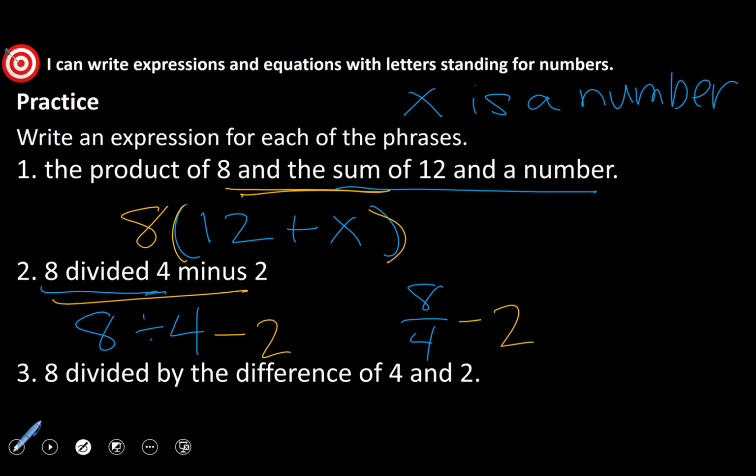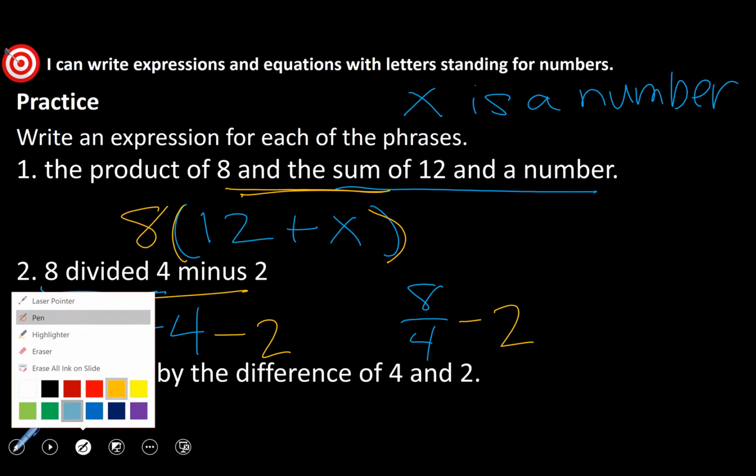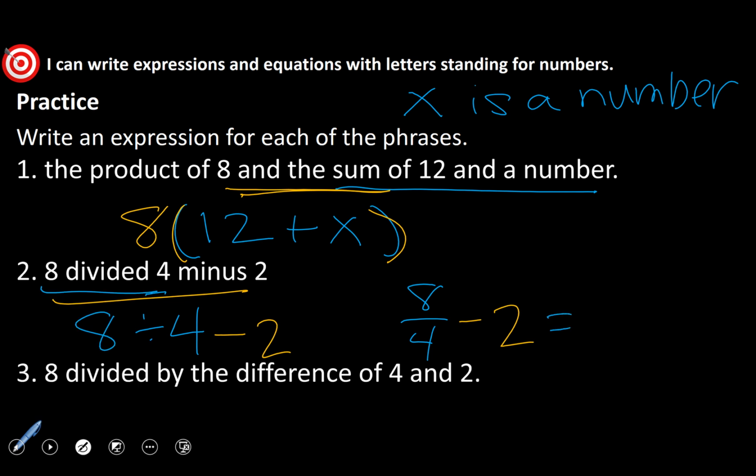So I'm going to solve this one really quick just to show you something later on. So 8 divided by 4 is 2, minus 2 is 0. Okay, just so we can see that later on. So now I have 8 divided by the difference of 4 and 2. So now it's different.